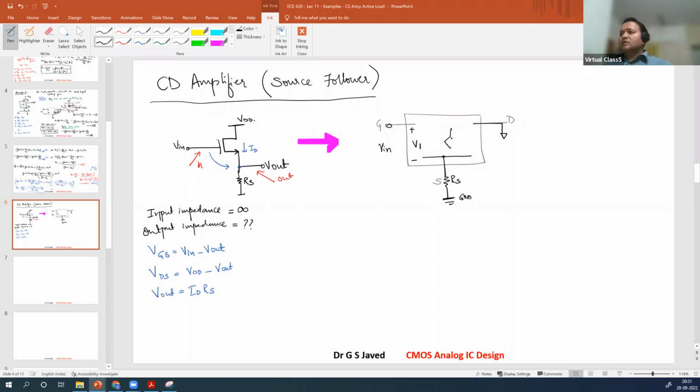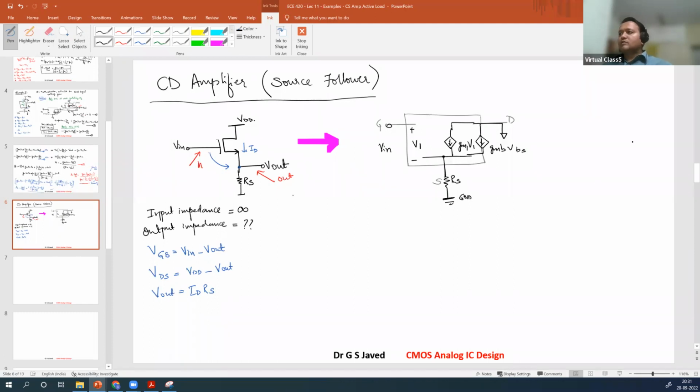Here will be gm1 V1. Is there an ro coming? We don't know if ro is coming. What is the other one there? Another one you will see is gmb times VBS. What is VBS? This is V1, or the source voltage is Vout.